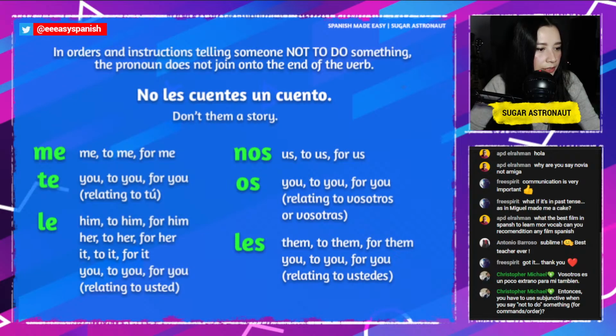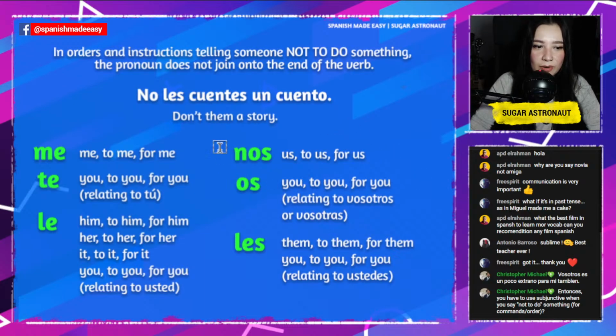Okay, Christopher says, entonces, you have to use subjunctive when you say not to do something, for commands or orders. Can you share an example of that, Christopher? That would be like, how would you say it in English? But yeah. Okay, so let's move on.